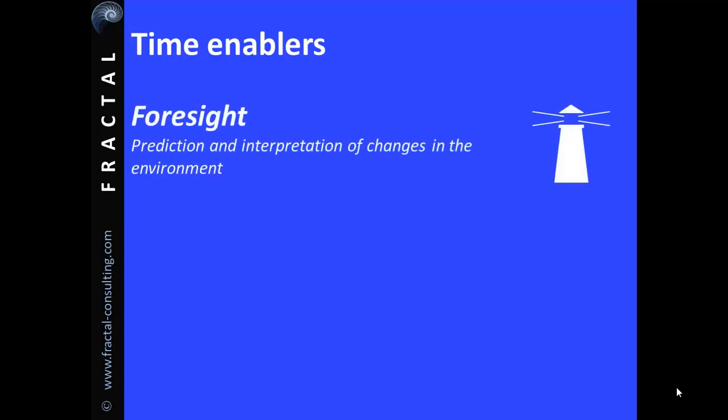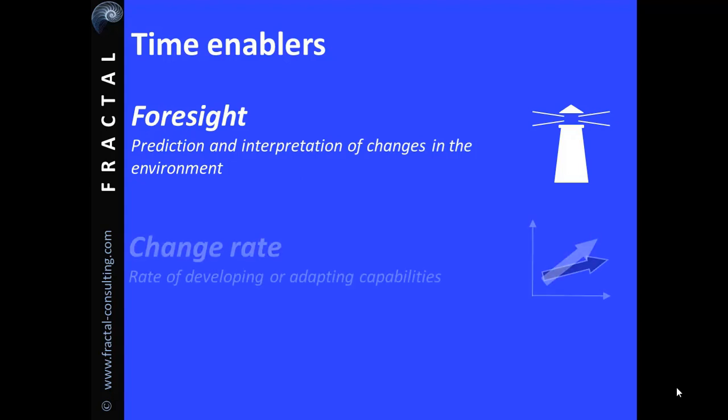Foresight is the prediction and interpretation of changes in the environment, and it's the organisation's ability to sense and make sense of those changes in the environment before they hit. Change rate is the rate of developing or adapting capabilities, and this is about how much change you can carry out in a given time period, usually a window of opportunity or a risk. Being able to use multiple change rates in your organisation will give you the most choice on what strategies to use and when you might use them.